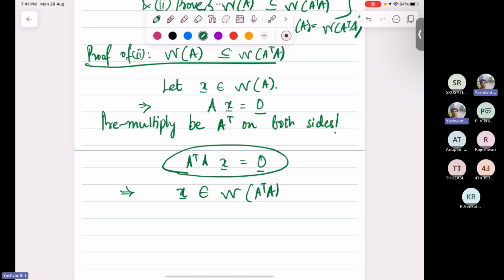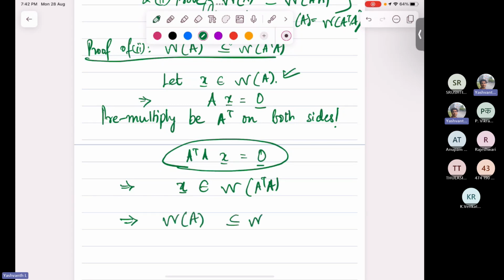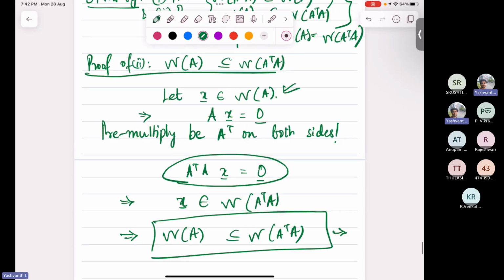So I first took an element of the null space of A and showed that it is also in the set null space of A transpose A. That means any element I take in null space of A is also a part of null space of A transpose A. What does it prove? It proves null space of A is a subset of null space of A transpose A. This is very easy.